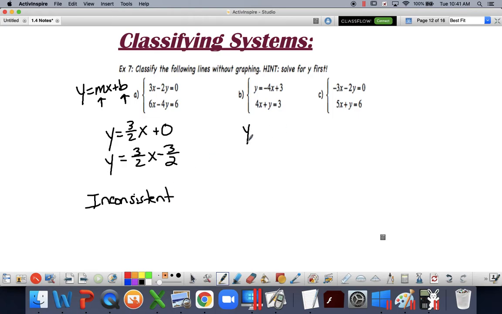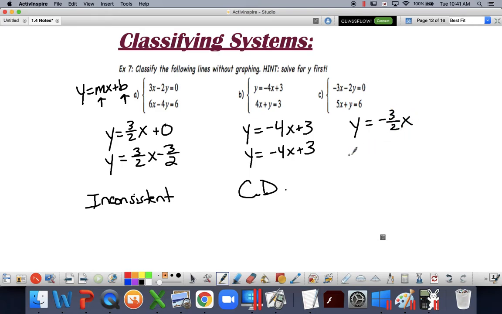In this example, this one was the easiest one, right? Negative 4x plus 3, negative 4x plus 3. I notice this is the exact same equation, so I classify that as consistent dependent. And over here, if I rewrite those, I get y equals negative 3 halves x and y equals negative 5x plus 6. I have completely different slopes. So with different slopes, I can classify that as consistent and independent.